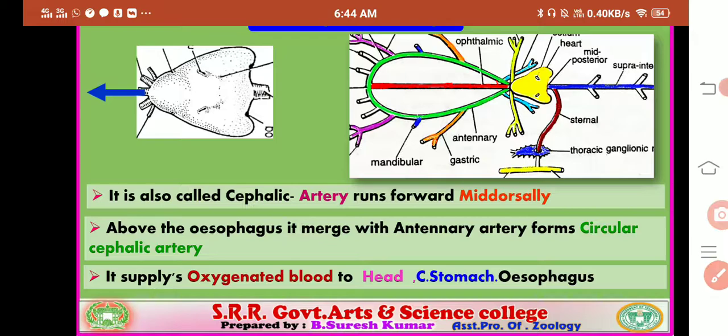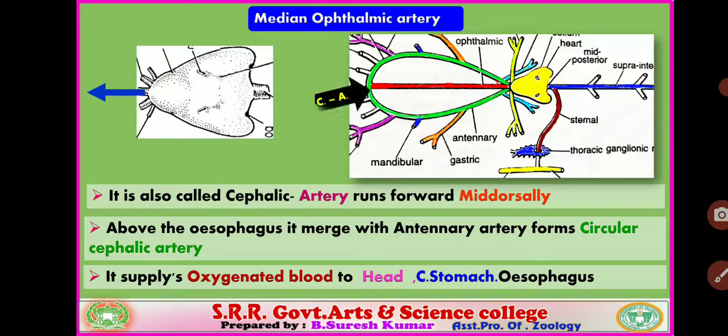You verify this visual representation in front of the heart. The red color median ophthalmic artery is present. This is also called cephalic artery. It runs forward along the mid-dorsal line, and in front you observe it going to combine with antennary arteries and form a circular ring-like vessel, that is circular cephalic artery. So this artery with its branches is going to supply blood to head, cardiac stomach and esophagus. Followed, right? So this is circular cephalic artery, right?